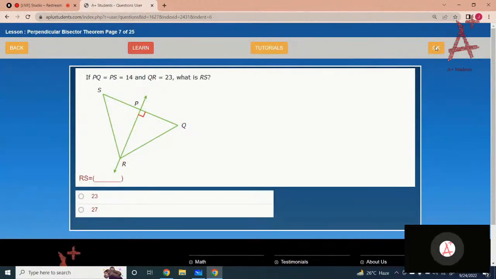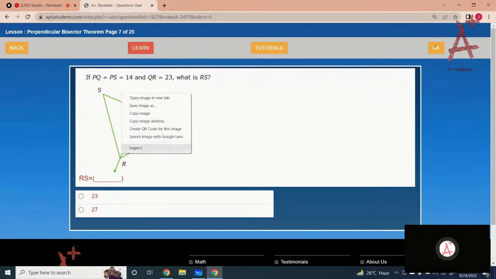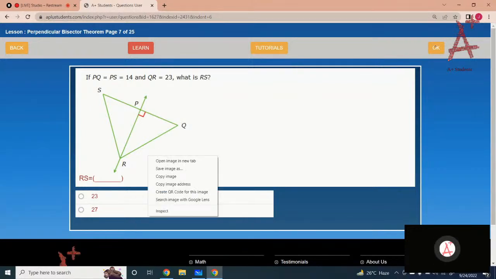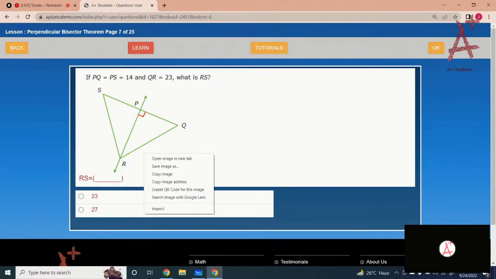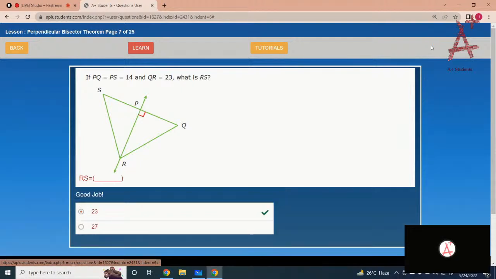Okay, the next one is, if PS equals QS, PQ equals PS equals 14 and QR equals 23, what is RS? PQ is 14 and PS is also 14 and QR is 23. So when QR is 23, then RS is also 23, because they are on the sides of the perpendicular bisector, so they are equal in length. Got it?